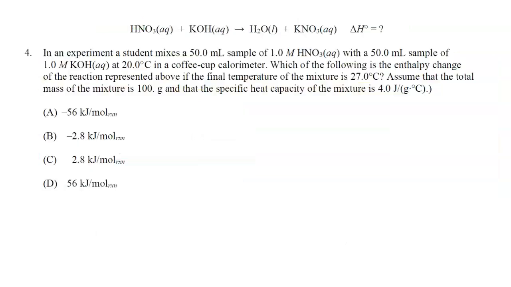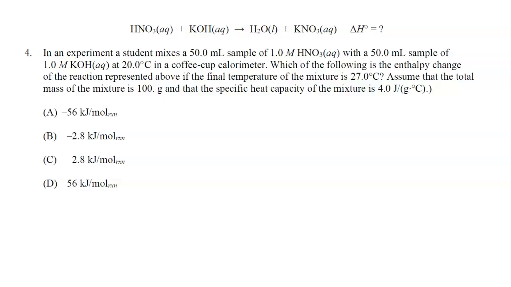Now let's take a look at question 4. In question 4, we are given a balanced chemical equation in which aqueous HNO3, or nitric acid, is combined with aqueous KOH, or potassium hydroxide, to produce water and aqueous KNO3, or potassium nitrate.